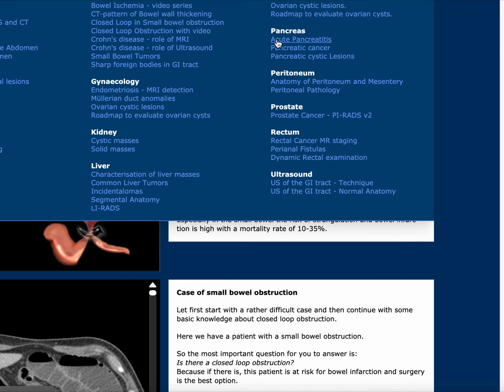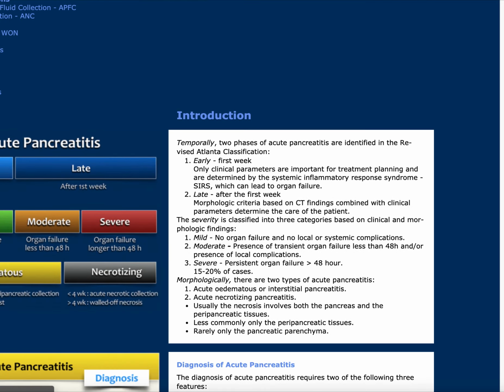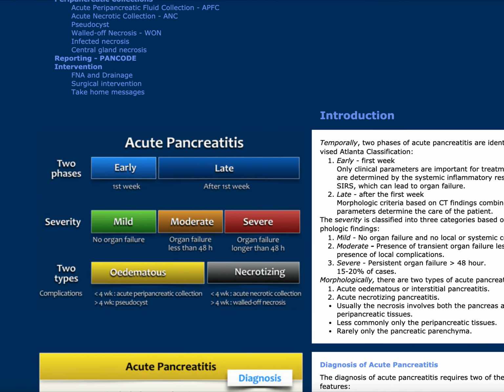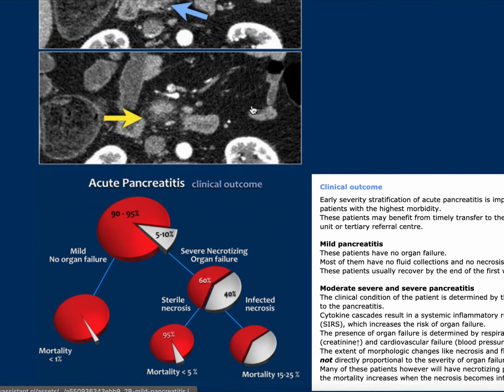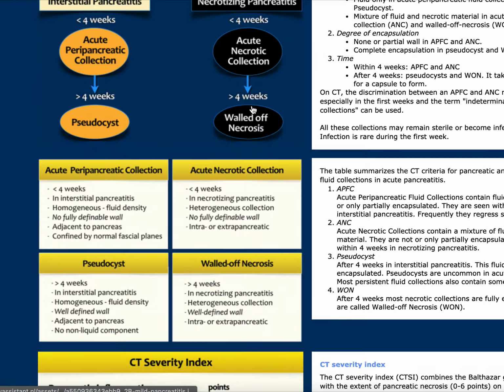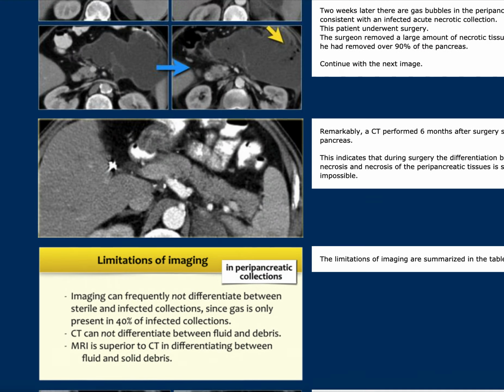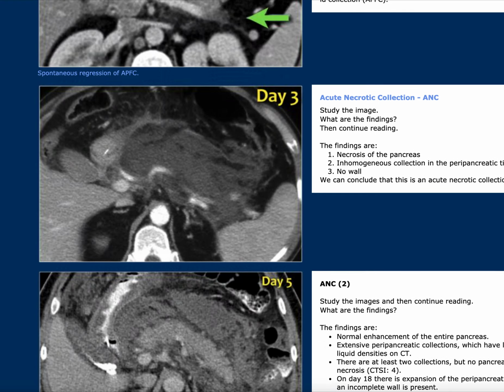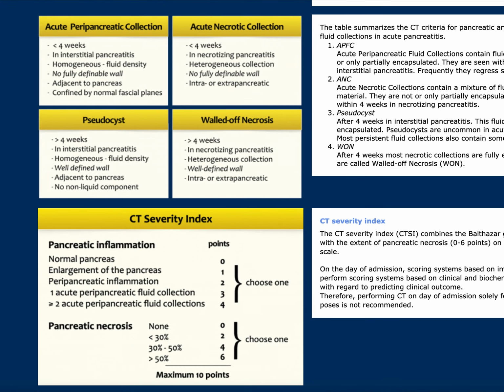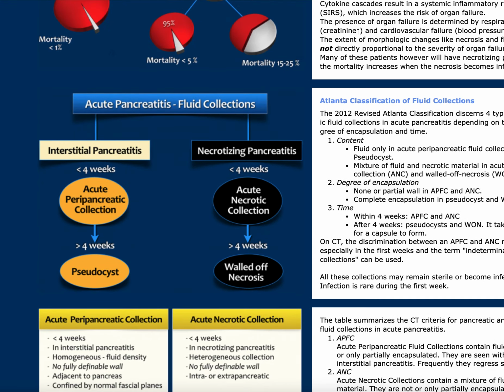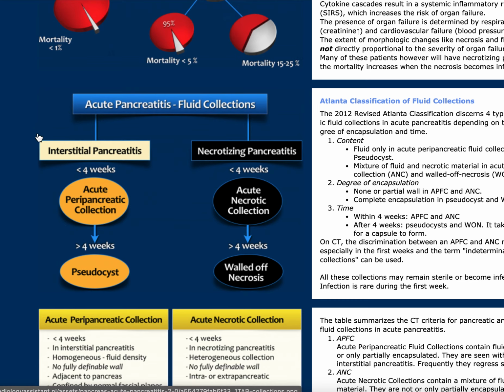Acute pancreatitis. So for acute pancreatitis, just a second, they had a chart that would tell how to classify the collections around pancreatitis. I'm just trying to find it. Okay, right here.